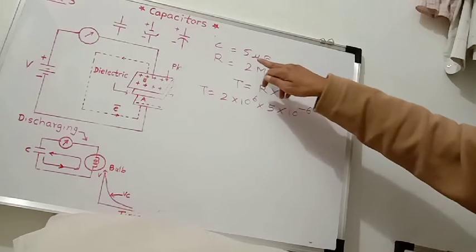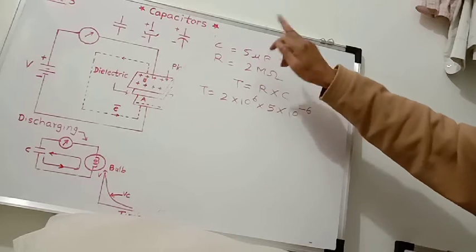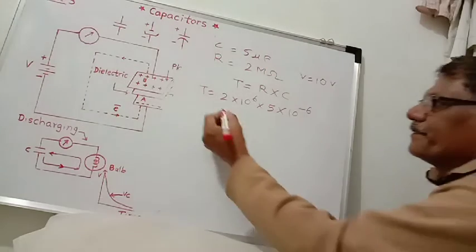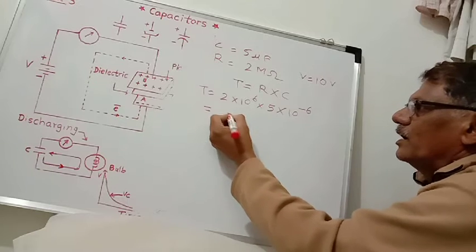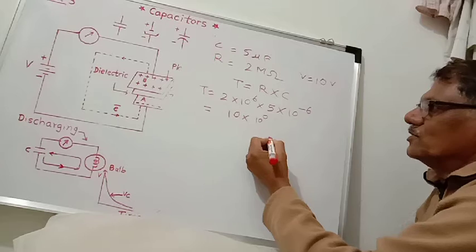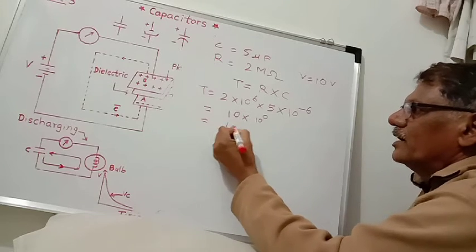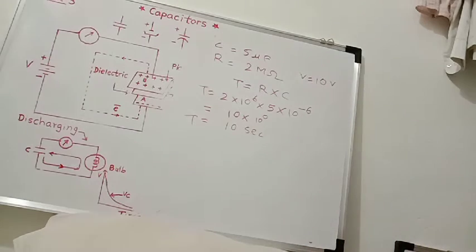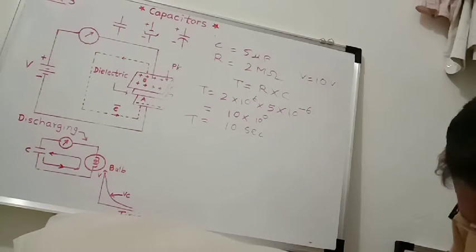So first of all, we have to convert microfarad into farad and mega ohm into ohms. Then we get 10 into 10 raised to 0. 10 raised to 0 means 1. So we get 10 second. T is equal to 10 second.